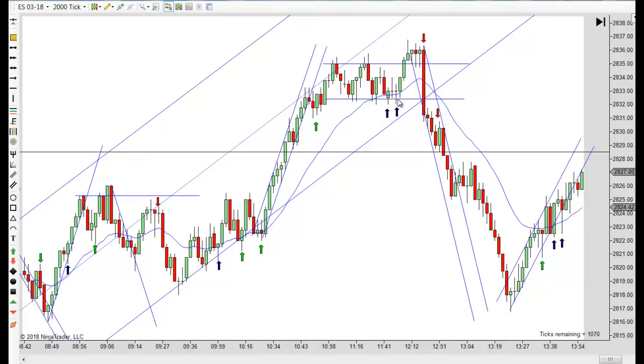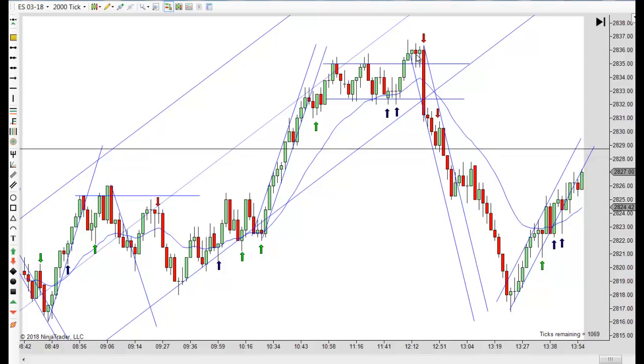And look what happens. It pushes out the upper side. It fails. Tries to go higher again, and then it tries to go higher a third time. And even though it didn't break higher right there, when it turned and went out the other side, I like going short right there.